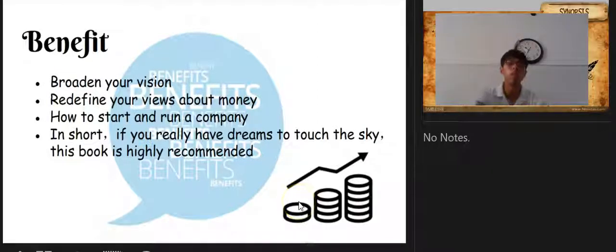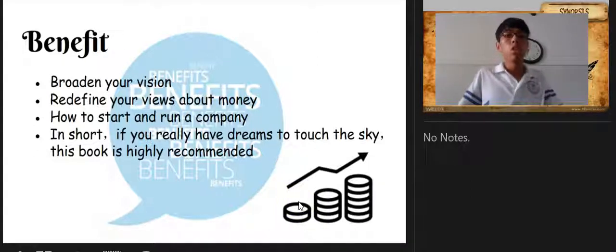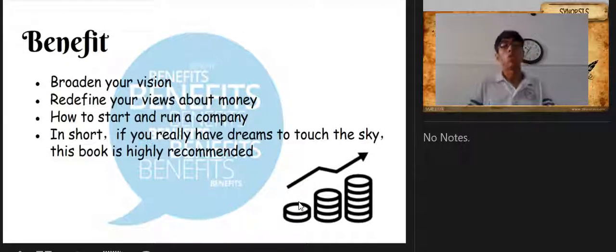Okay, the benefit of reading this book. Broaden your vision, redefine your views about money, how to start and run a company. In short, if you really have a dream to touch the sky, this book is highly recommended.